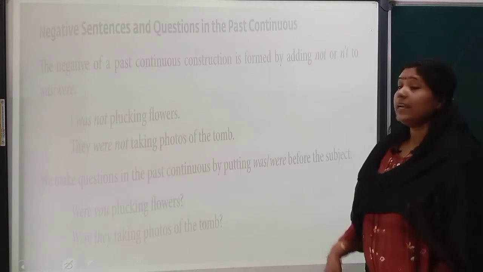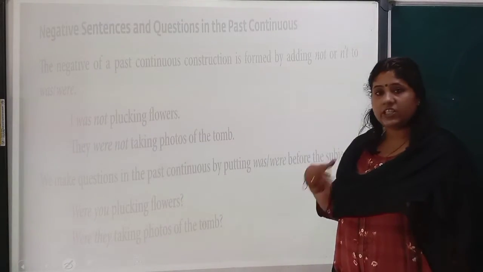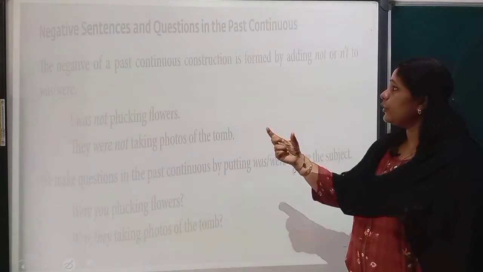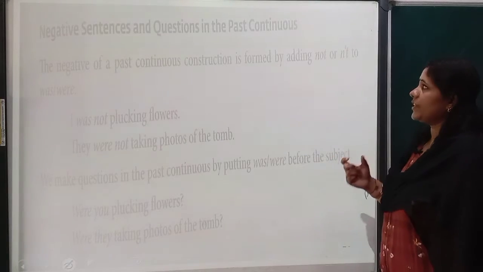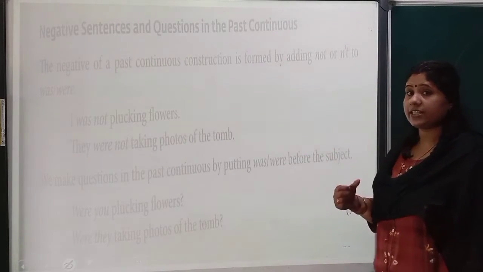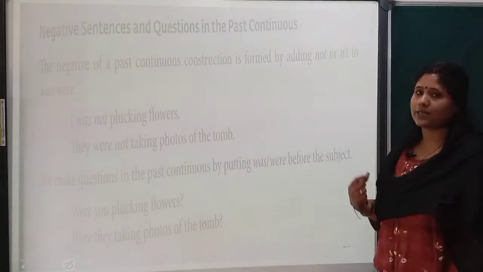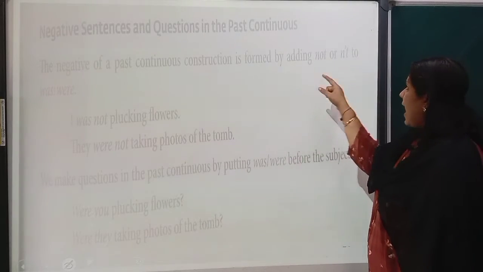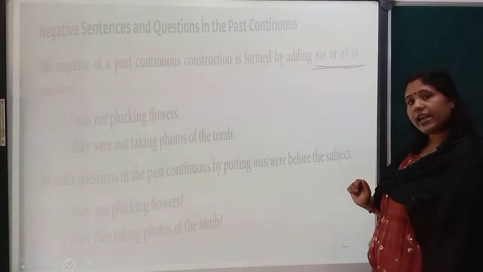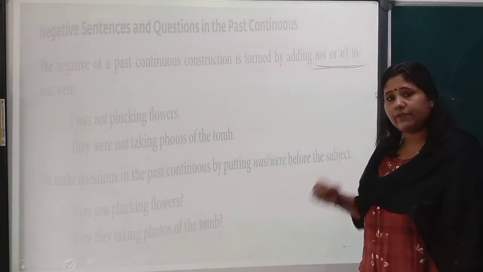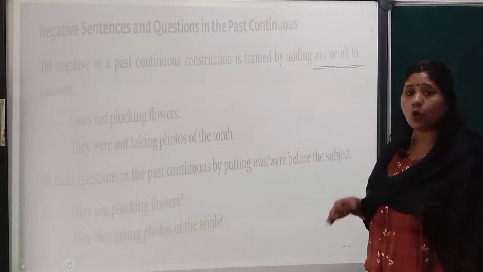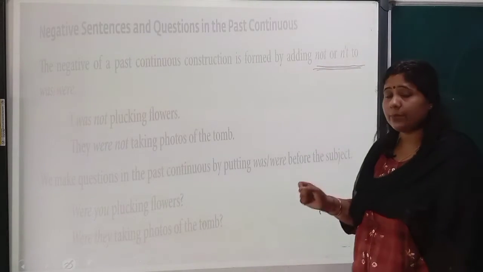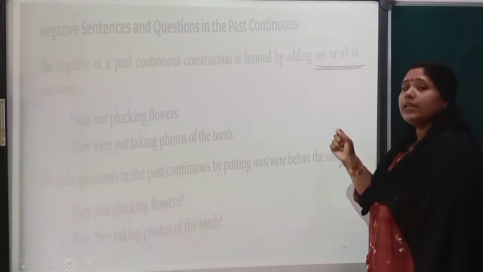Now, next comes the negative sentence. This we are doing with each and every topic. Understood? So for this also we will do the same. Negative sentences and questions in the past continuous. Let's read and understand how to form negatives and questions in the past continuous tense. The negative of a past continuous construction is formed by adding not or an apostrophe T. This we are doing in all the negative sentences with all the tenses; the format remains the same, using not and apostrophe T.